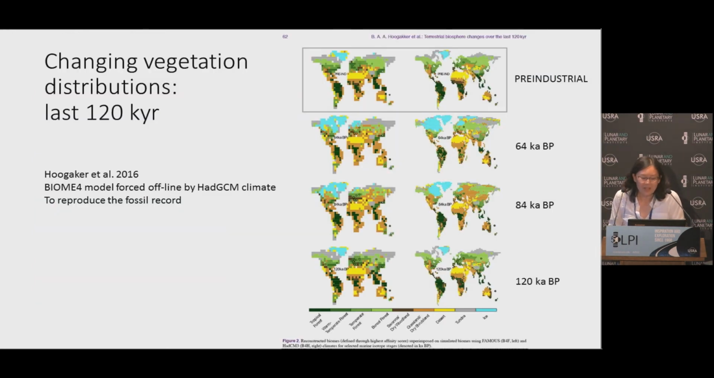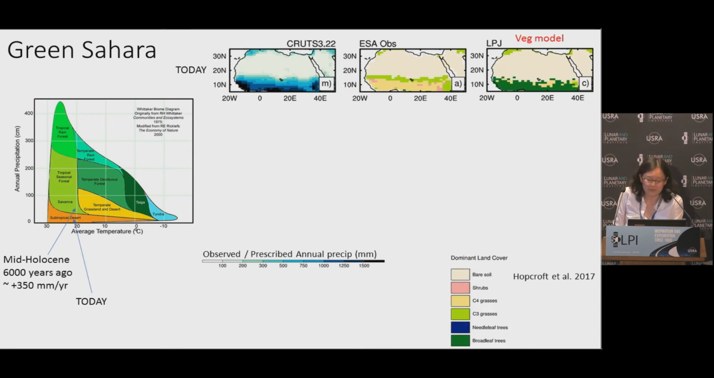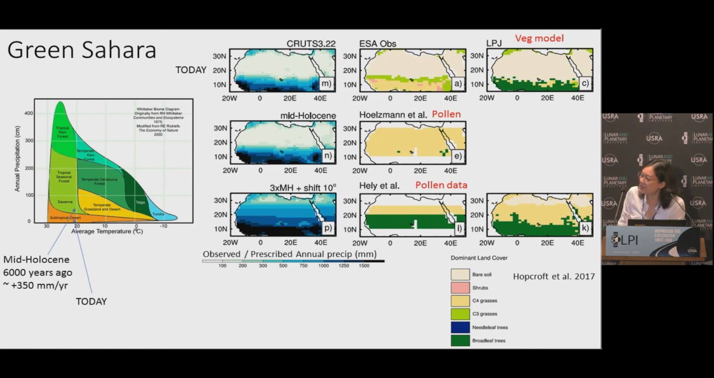I'm running out of time. In the last 120,000 years, there's a simulation of where plants might have been distributed. If you prescribe the climate, this is not interactive modeling, but you can see they shifted around a bit. This is just the last 120 years with modern climates. And there's also the phenomenon of the last 6,000 years in the mid-Holocene with the green Sahara, which has been noted by fossil evidence, and the climate models have trouble simulating this.